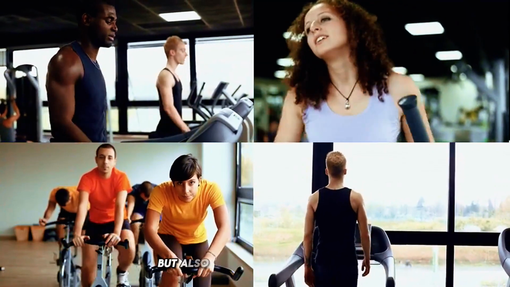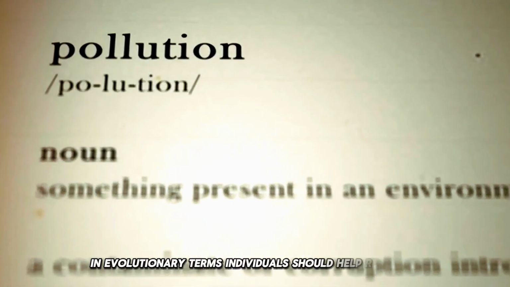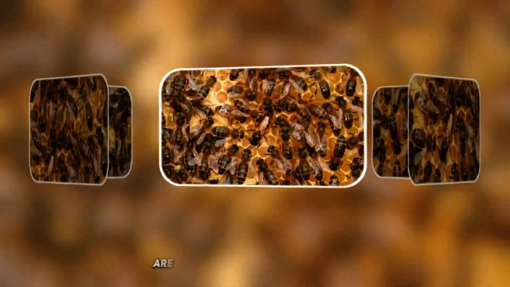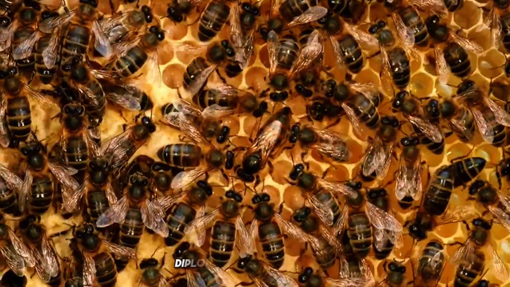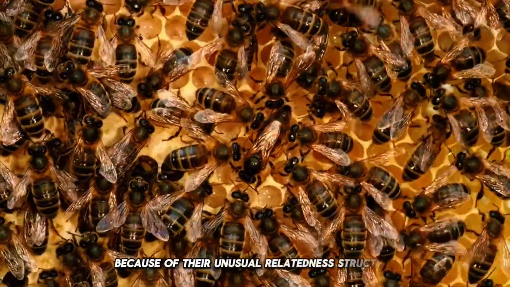According to inclusive fitness theory, organisms can gain fitness not just through increasing their own reproductive output, but also that of close relatives. In evolutionary terms, individuals should help relatives when cost is less than relatedness times benefit. The requirements for sociality are more easily fulfilled by haplodiploid species, such as bees, because of their unusual relatedness structure.